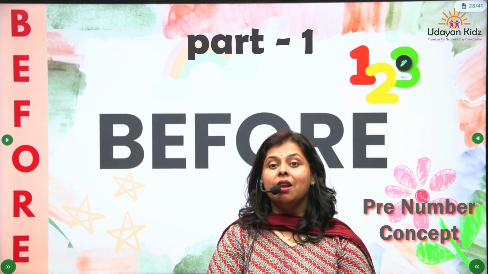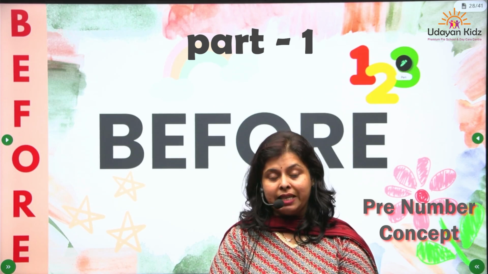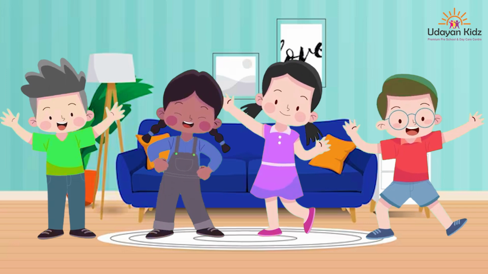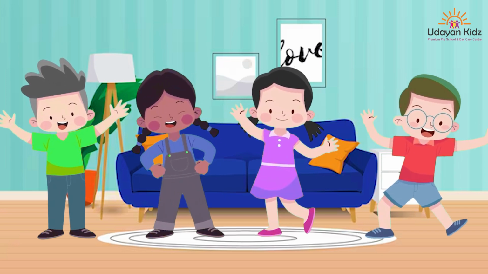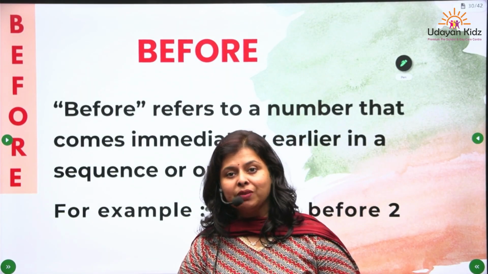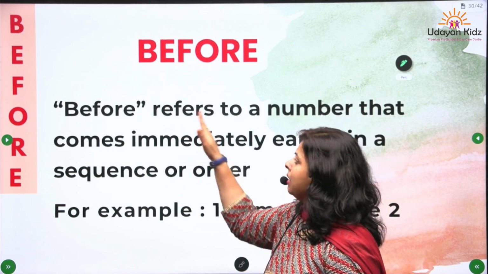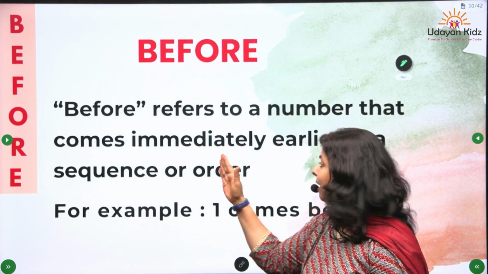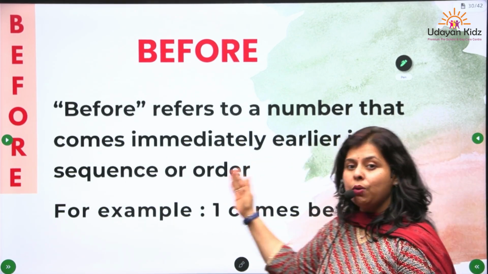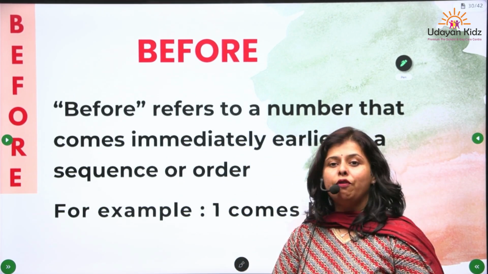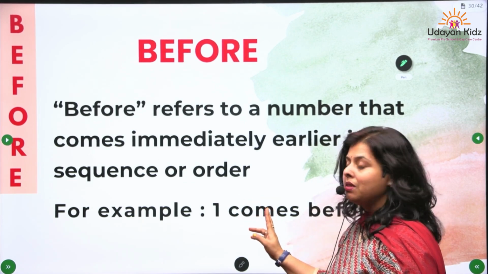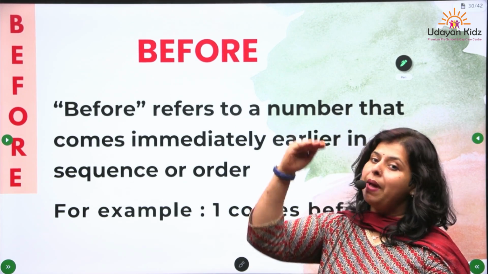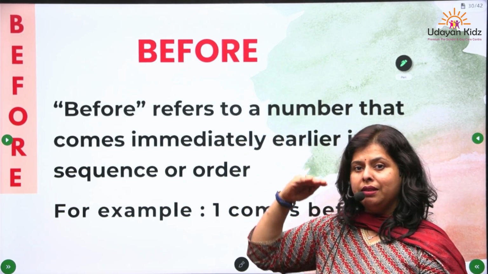Today we will learn about pre-number concept before. Before means pehle. Let's start. So children, what is before? Let me tell you. Before refers to a number that comes immediately earlier in a sequence or order. For example, 1 comes before 2. Number 1 number 2 से पहले आता है. 1 then 2.